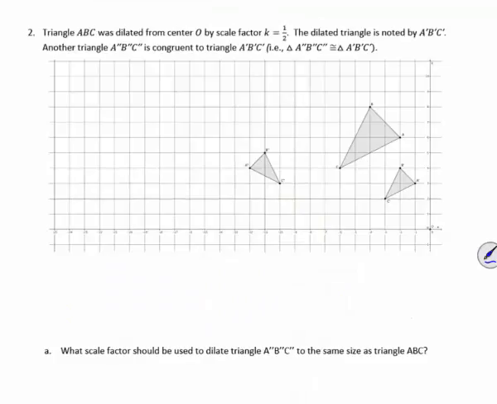All right, let's try this one. Triangle ABC was dilated from center O by a scale factor of k. And again, I know these are hard to read. So here's our original, here's our pre-image, right? We did a scale factor of 1/2, and then that went to, I'm guessing, this one. So this is our first. Another triangle, A double prime, B double prime, C double prime, is congruent to this triangle. So here's the 2. What scale factor would be used to dilate triangle A double prime B double prime C double prime to the same size as triangle ABC?